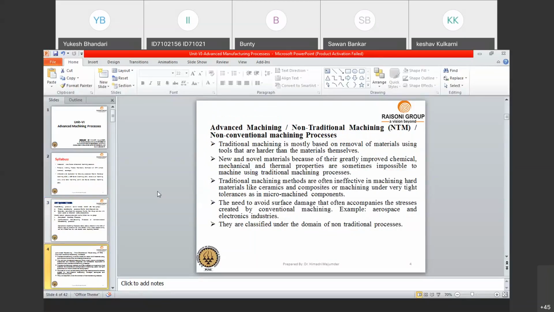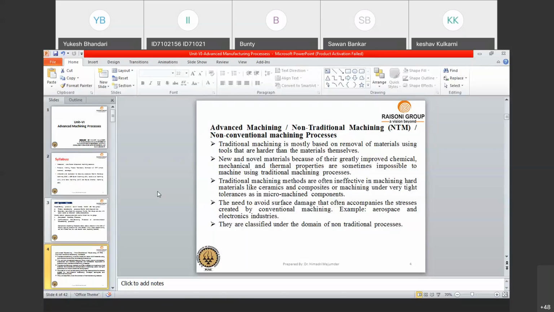In traditional machining processes, mostly removal of material is based on using tools that are harder than the materials themselves. Machining takes place in the form of chips, and your cutting tool must be harder than the workpiece material. But here it is different. So we will see the background of non-traditional machining processes.